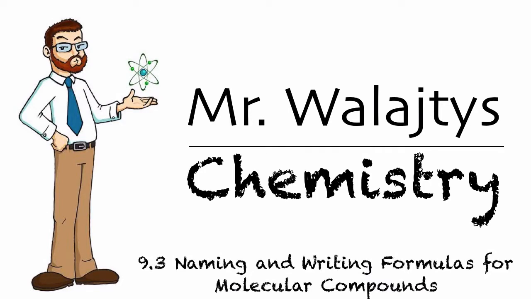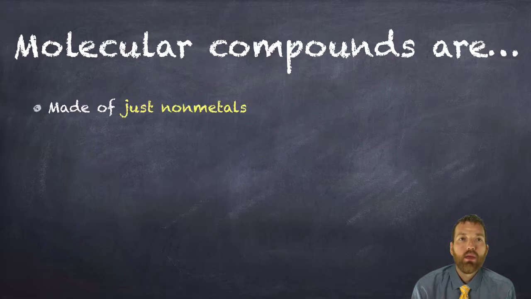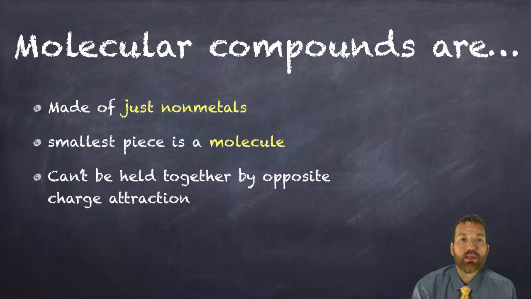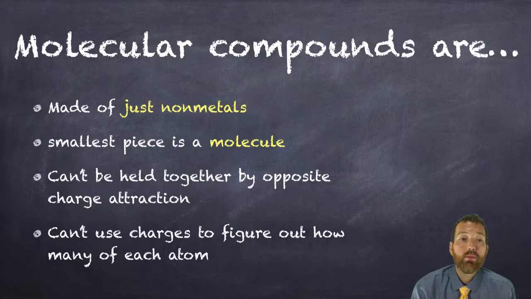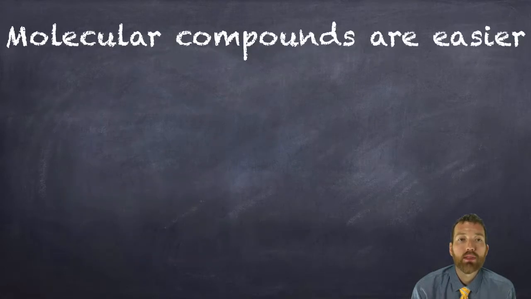In this video, I'm going to show you how to name and write formulas for molecular compounds. Molecular compounds are made of just nonmetals. The smallest piece is a molecule. It can't be held together by opposite charges of attraction like ionic compounds can. And they don't have charges, so you can't use them to figure out how many there are of each atom.